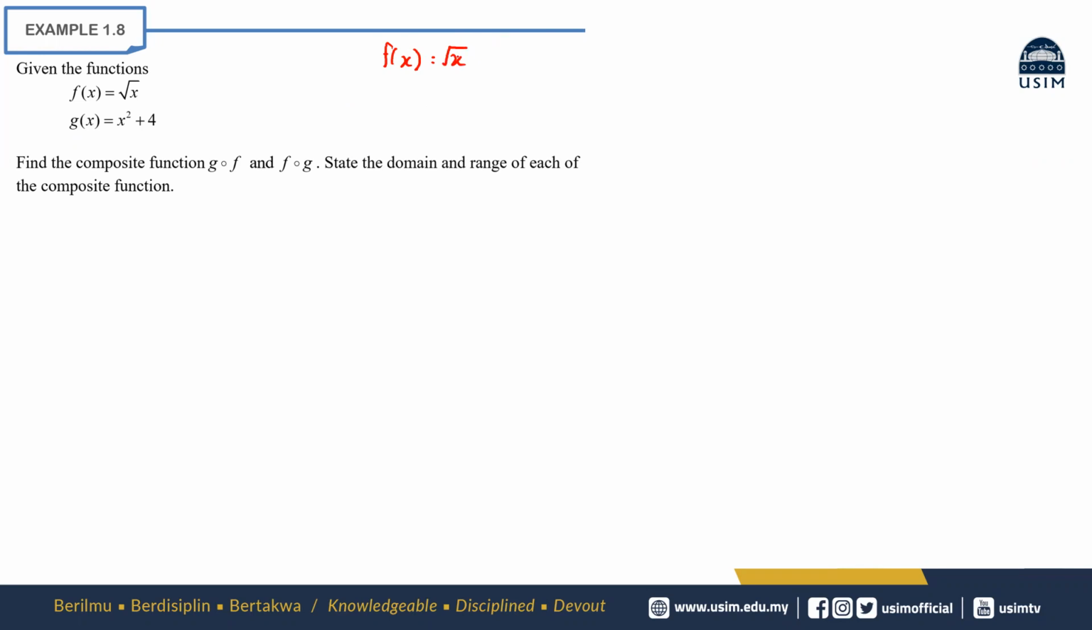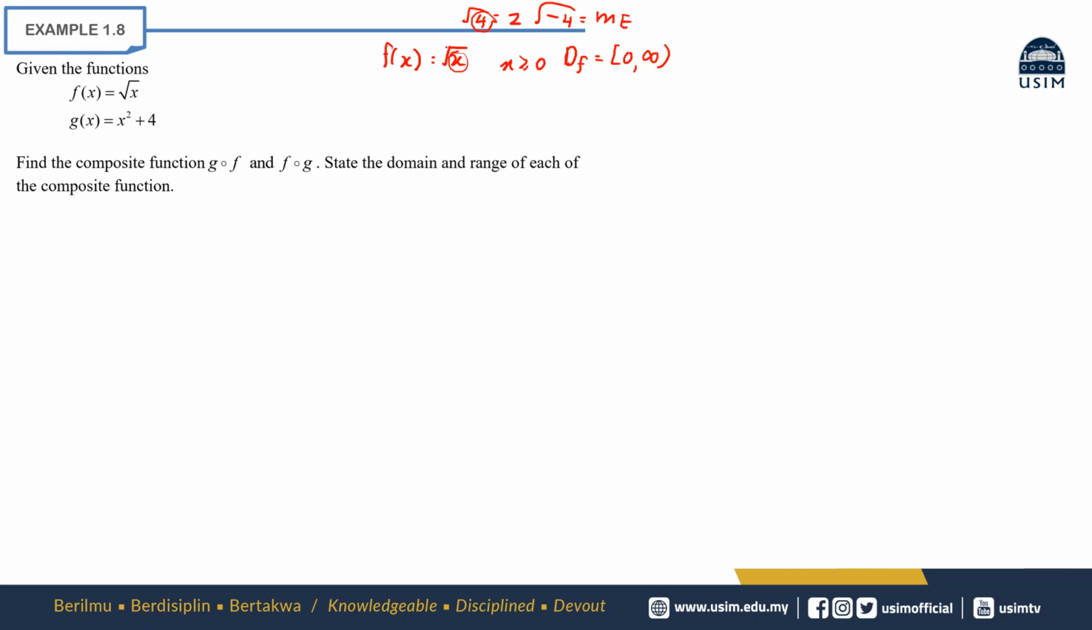We know that the element inside the square root must be positive. The square root of 4 is equal to 2. How about the square root of negative 4? You will get a math error. So automatically we know that any element in this square root must be x greater than or equal to 0. Automatically we know that the domain of f is 0 to infinity.